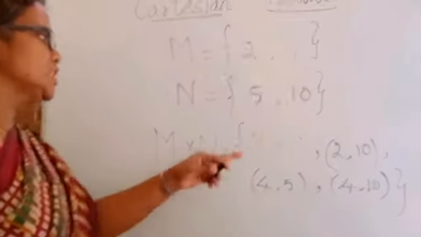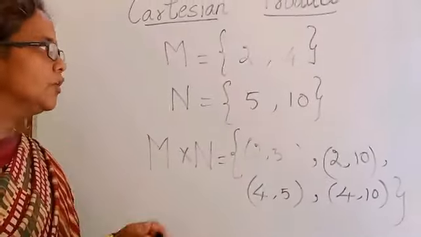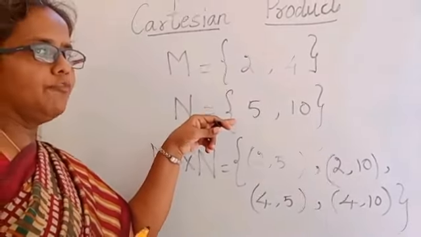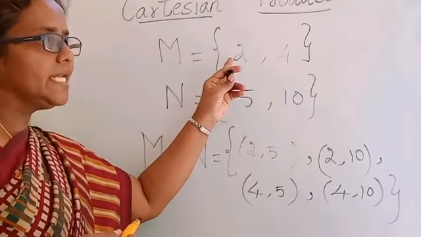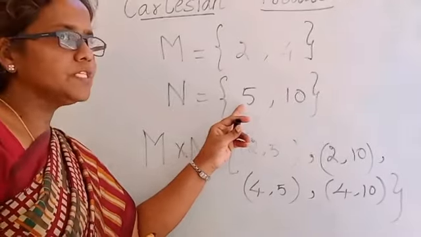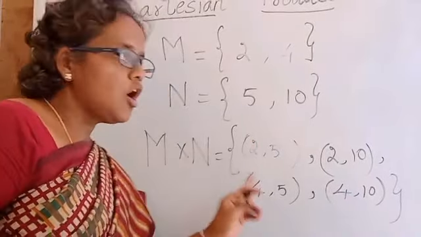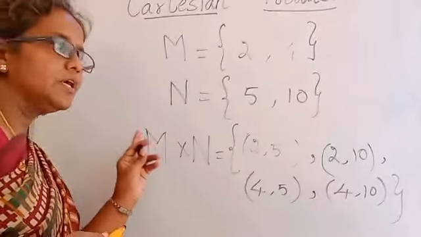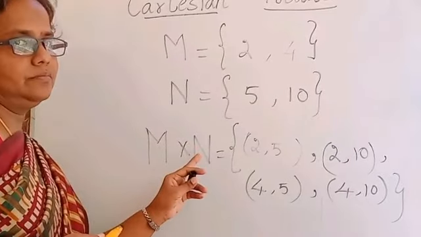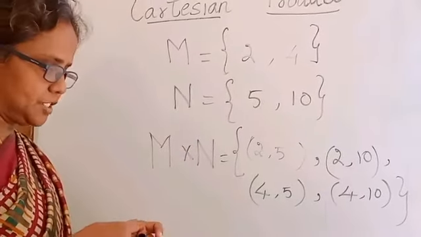So let's just look at this example. We have made a pairing of every element of set M with every element of set N. That is called the Cartesian product of M cross N. It is also called the cross product.